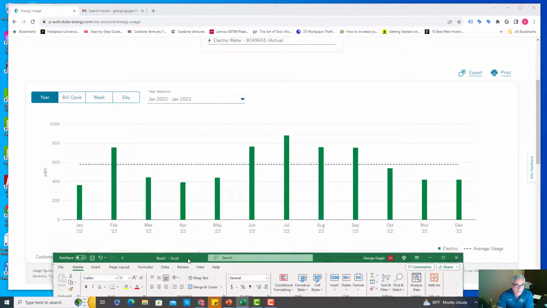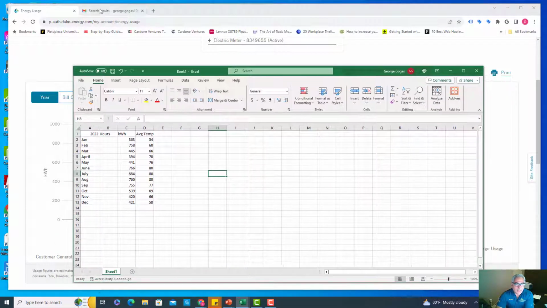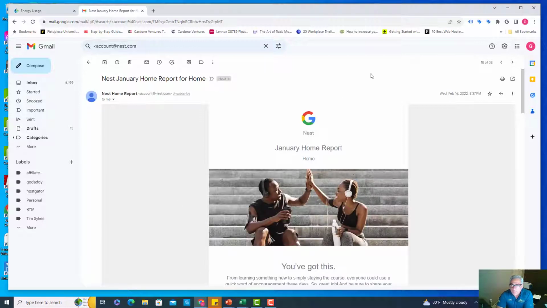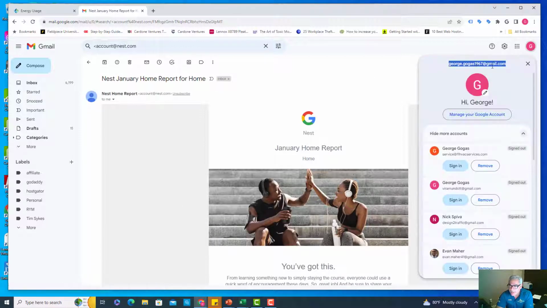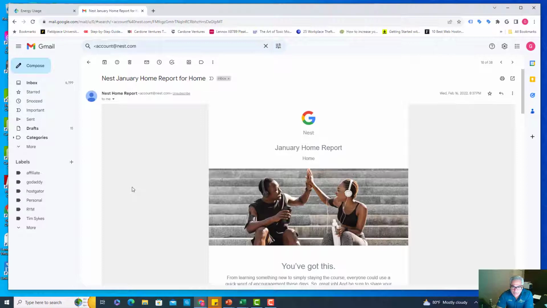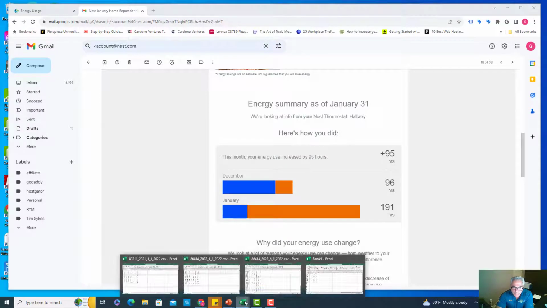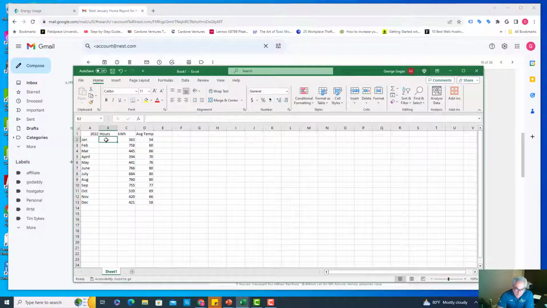Now, we're going to look at my Nest thermostat. When you have a Wi-Fi thermostat or a Nest thermostat, you're going to see the total runtime. This is me. That's my email address. See right there, that's my name. Here's the total runtime, total run hours of my system. So we're going to put that down too. Okay. So we had 191 hours of runtime.